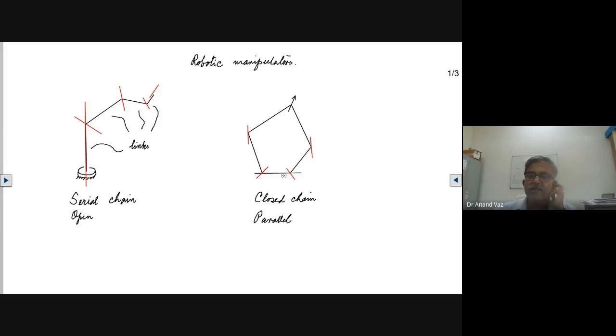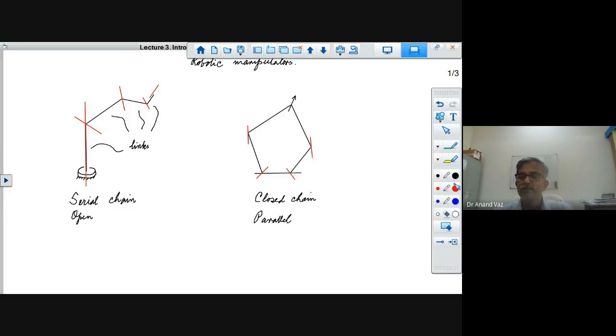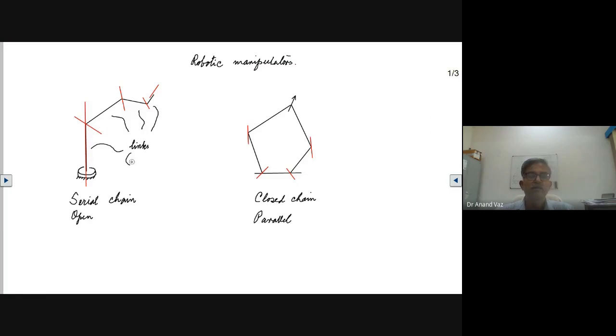Irrespective of what the configuration of the manipulator is, we have the links of the manipulator which are composed of rigid bodies. So usually these links are rigid bodies. This is the usual configuration.